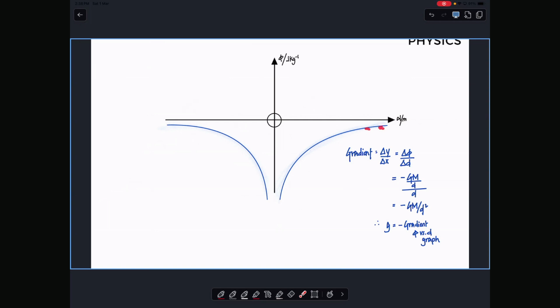Far away, the changes are very subtle. The gravitational field change is very small due to the inverse square ratio.